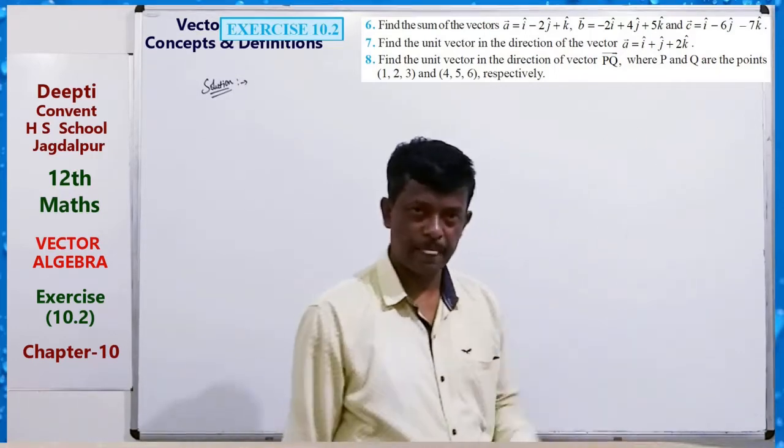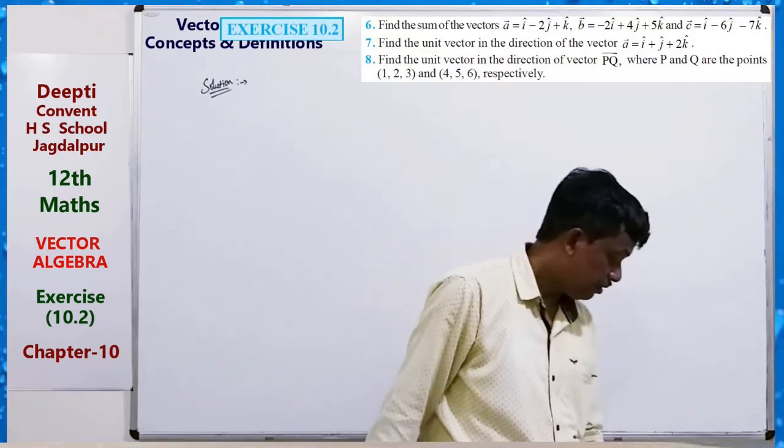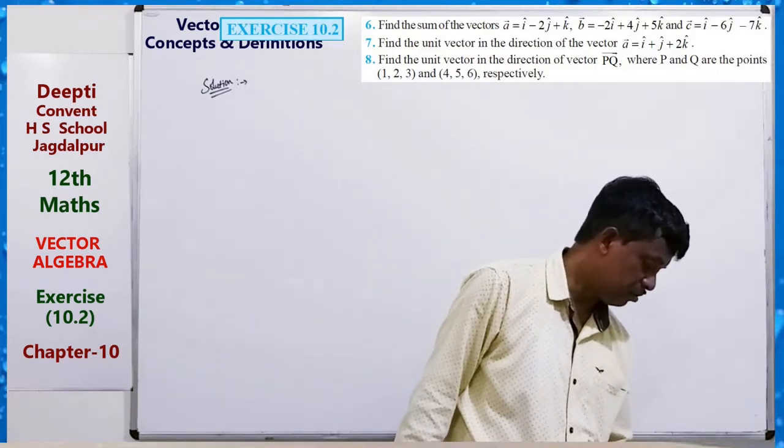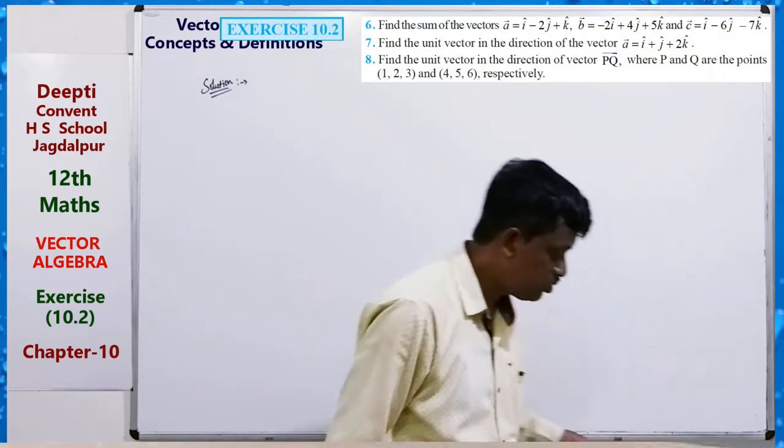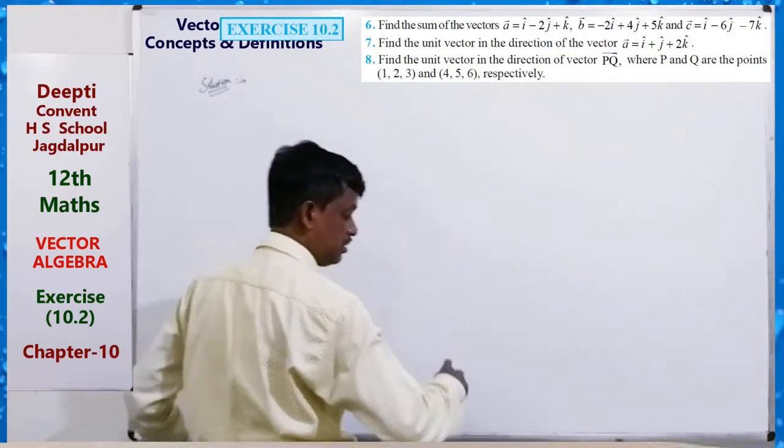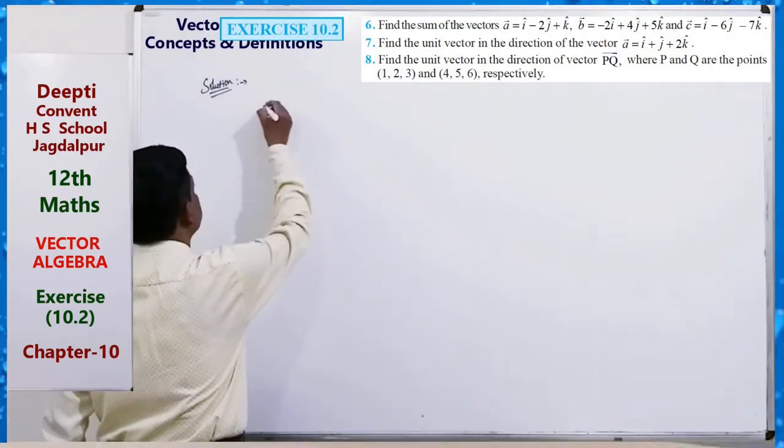Question 6 done. Question 7: find a unit vector in the direction of the vector A equal to i plus j plus 2k. Unit vector here, question 7.